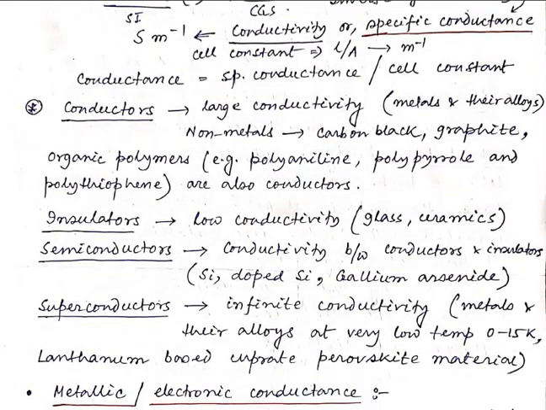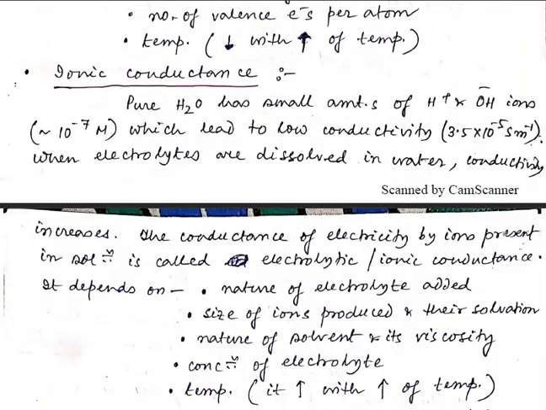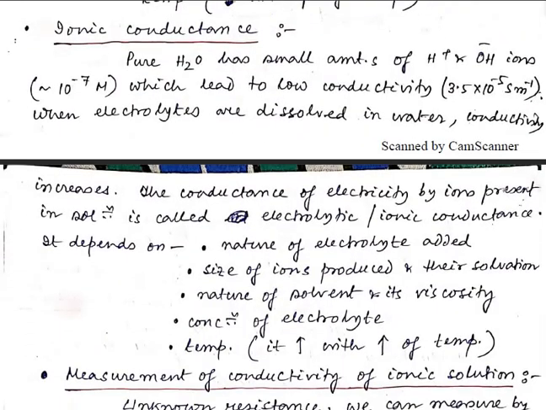So 5 main factors are there in case of ionic conductance. First one is the nature of the electrolyte added. Second is the size of the ions produced and the solvation. Next is the nature of the solvent and its viscosity. Next is the concentration of the electrolyte, and last is the temperature.